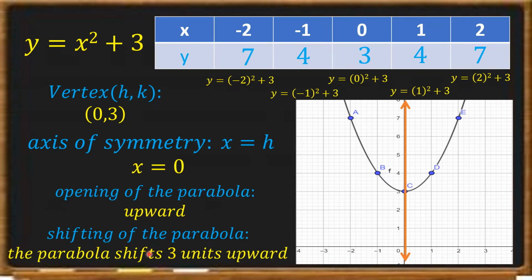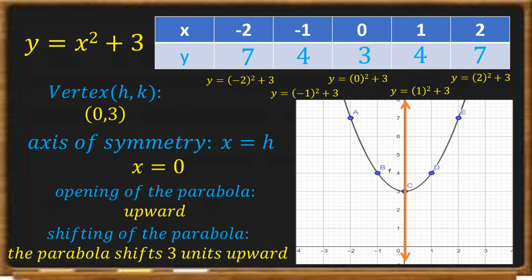So, ano ang nagbigay ng idea na 3 units upward siya? Ito yung letter k. So, kung ang k nyo, meron kayong nakikitang 3, yun ay 3 units upward. Yun ang nagbigay ng idea doon kasi positive 3 yan. Okay? So, yung k, it denotes or it suggests the shifting of the parabola, kung ilang units. So, 3 units siya papunta sa taas. Since 0 naman itong h, walang ibang shifting yan. Yung may value lang. Okay?